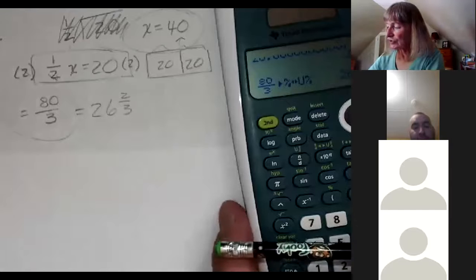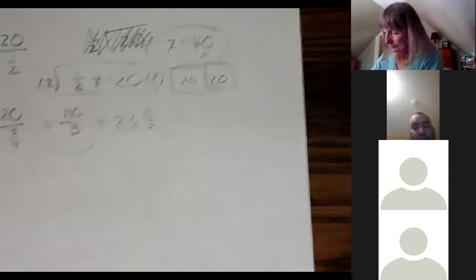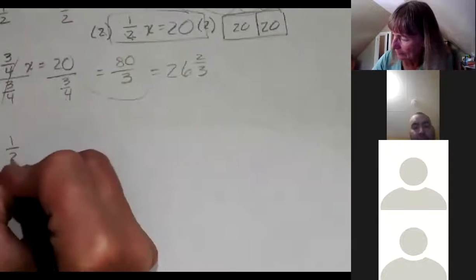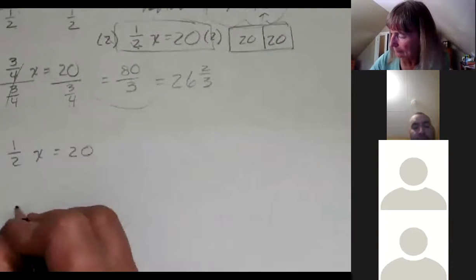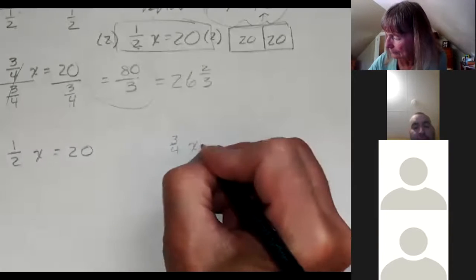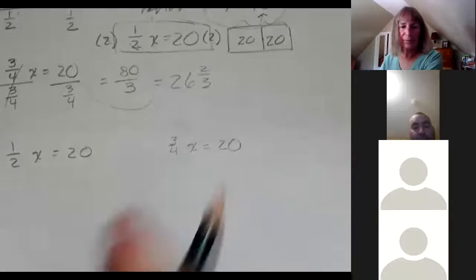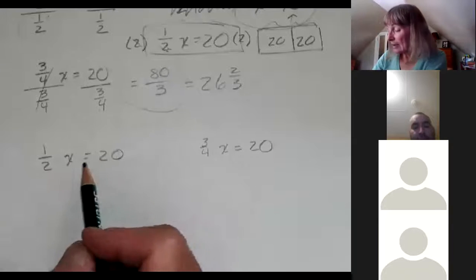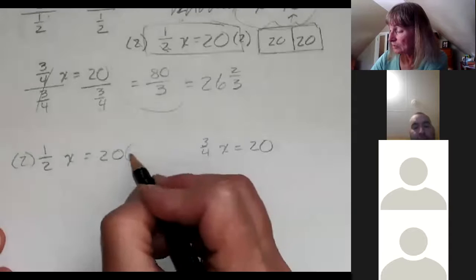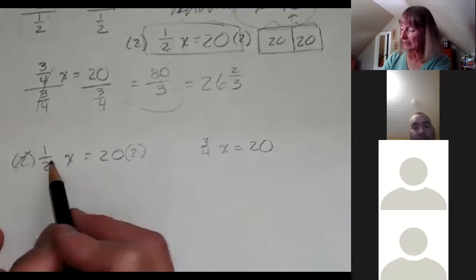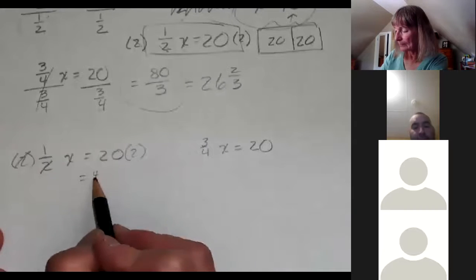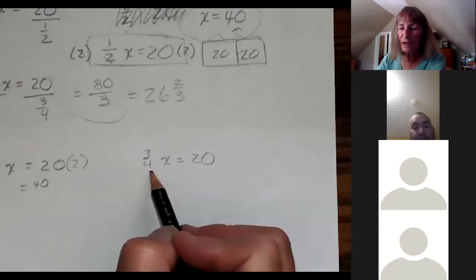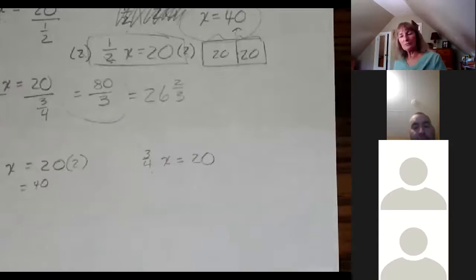Now, I want to compare these two problems again. I'm going to rewrite them. So this one, Kevin recognized that it's pretty darn easy just to multiply by 2. That cancels this out. We get this one. What would we multiply here? Cancel out that fraction. 4.